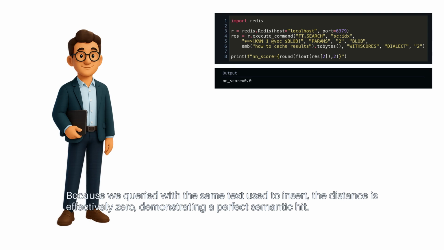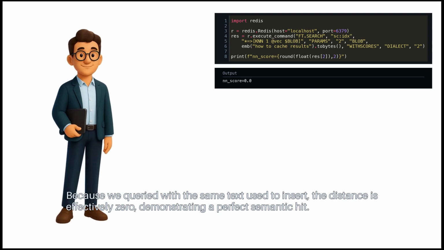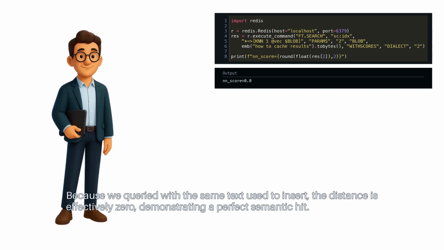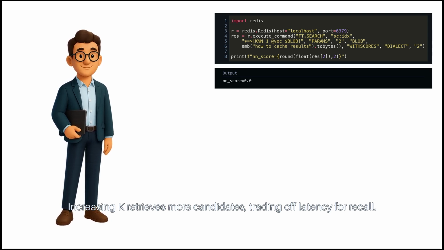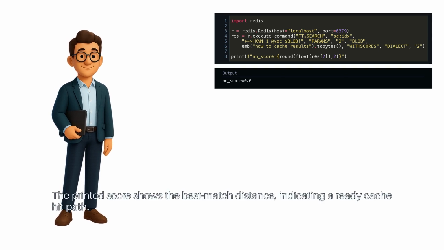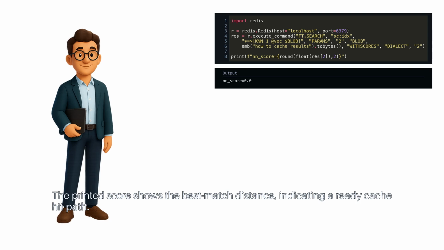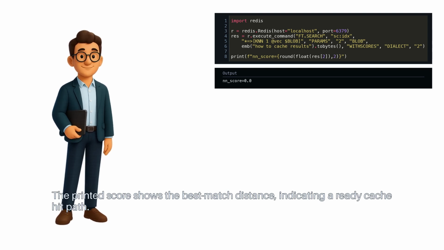Because we queried with the same text used to insert, the distance is effectively 0, demonstrating a perfect semantic hit. Increasing K retrieves more candidates, trading off latency for recall. The printed score shows the best match distance, indicating a ready cache hit path.